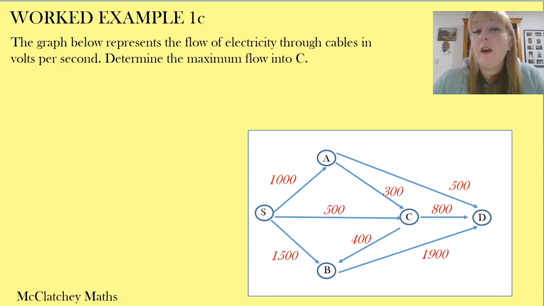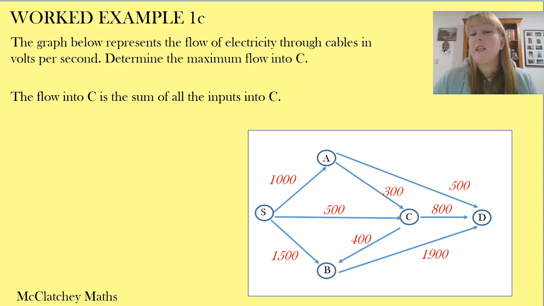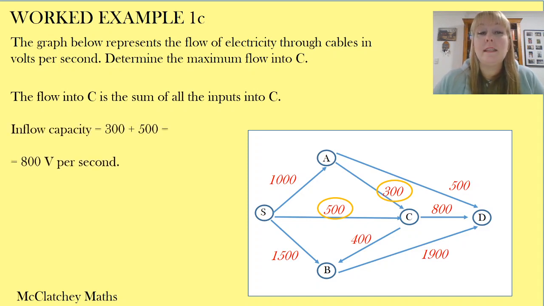We're now asked to find the maximum flow into C. You'll notice that there's two edges coming into C, so we need to add those two edges together. We've got the edge of 500 coming from the source and also the edge of 300 coming from A. The two of those added together gives us 800 volts per second. There's nothing particularly difficult about this. You've just got to examine the network and have a look at which way the arrows are pointing to make sure that you don't make any mistakes.